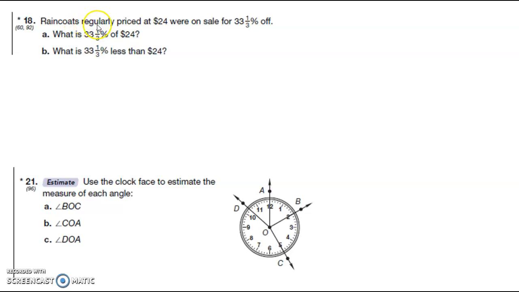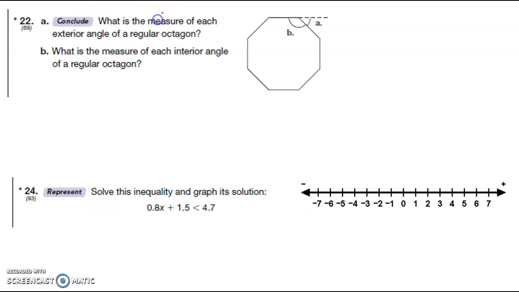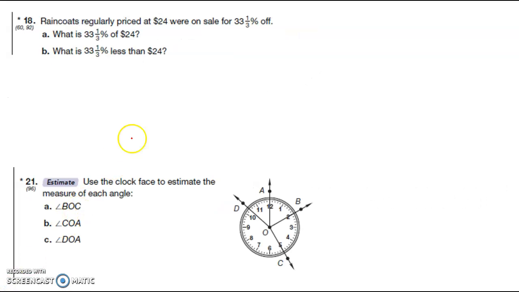Number 18 says, raincoats were regularly priced at $24, and were on sale for 33 1/3% off. What is 33 1/3% of that, and then what is 33 1/3% less than that? So, okay, let's go ahead and do A.